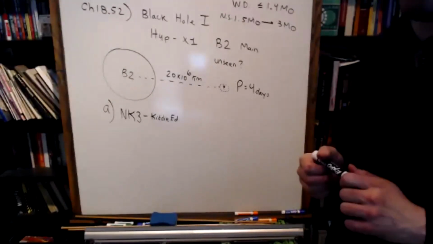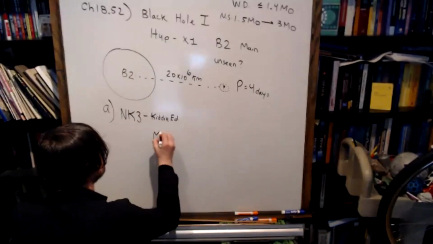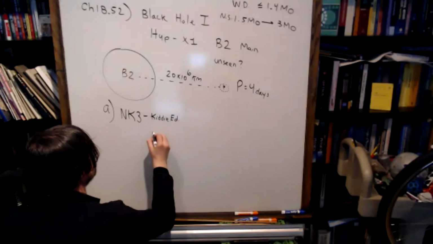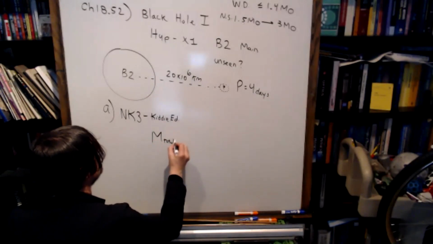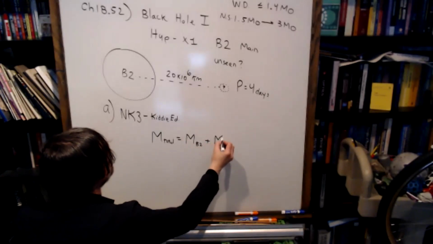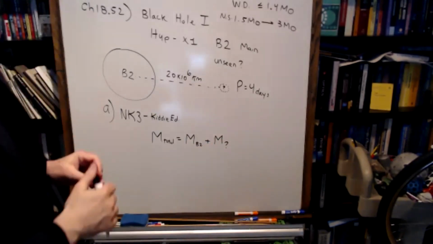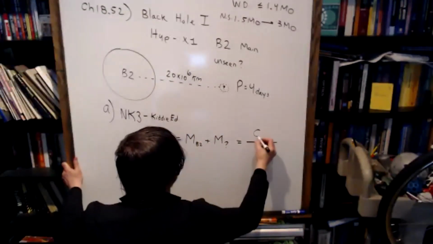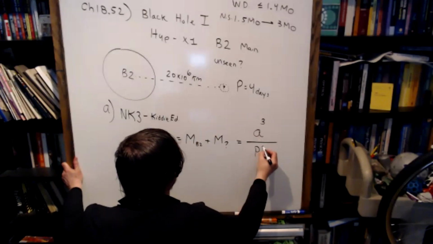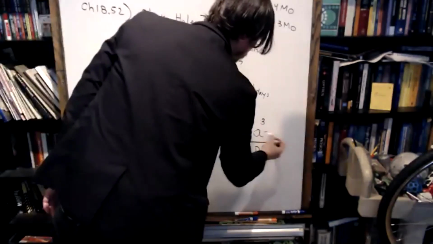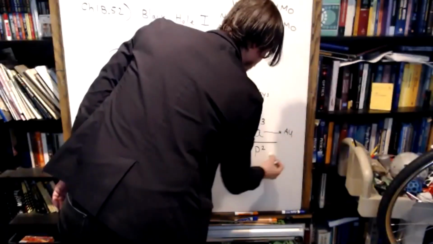In the meantime, I'll go get it. Total mass equals A cubed over P squared. The total mass, of course, is the mass of the B2 star plus the mass of the mystery object, the degenerate companion. And that's just simply going to be A cubed over P squared. What units do I require? A cubed would be in AU, and P squared would be in years, and the mass would be in solar masses. Okay.